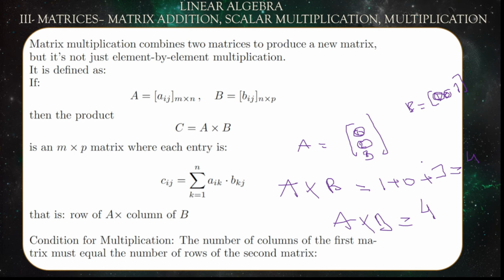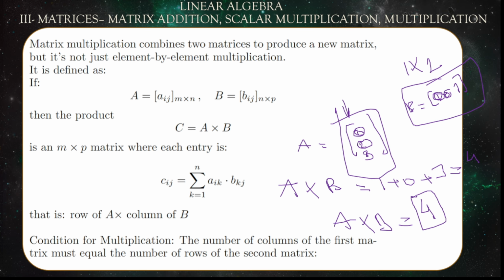And the size of this matrix would be M times P, which is the number of rows here times the number of columns. Not exactly that, but you see you have one column and one row, correct? So 1 by 1 is equal to 1, so you have only one element, one row and one column, which is 4. This is how we evaluate the multiplication of two matrices.